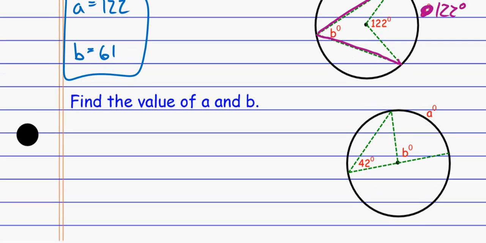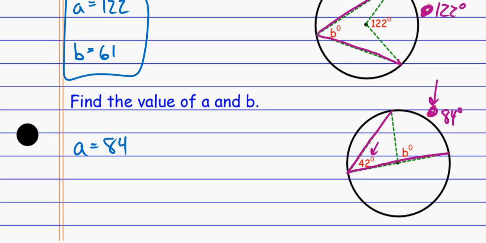If I look at the next one, same kind of thing. It says find the value of A and the value of B. And once again, always start with what's given. The angle that's given this time is this one right here. That's an inscribed angle. So if the inscribed angle is 42 degrees, then the arc out here has to be twice that. This has to be 84 degrees. So right away, my A value has got to be 84.